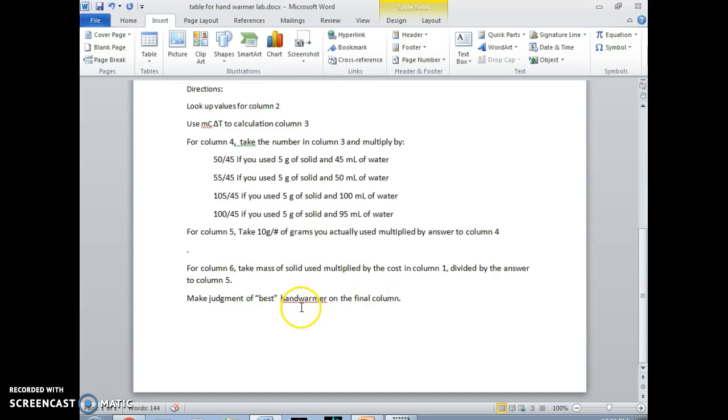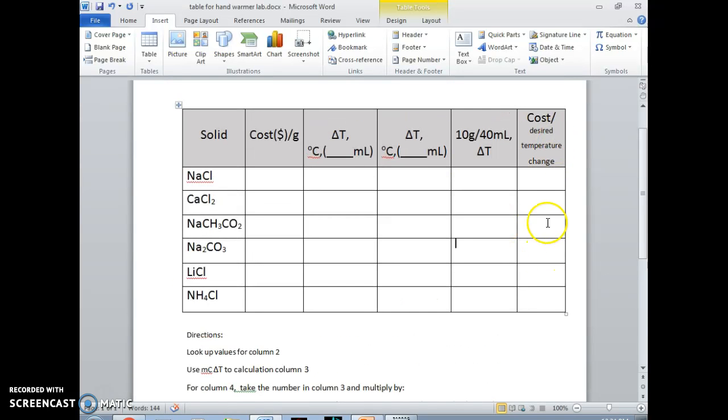So make your judgment on the best hand warmer based on this column. The one that made the temperature go up the most for the least amount of price is the chemical we'd like to use to make the material.